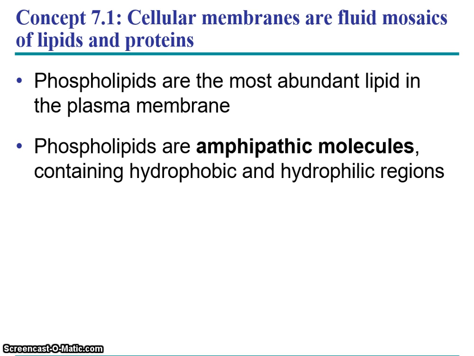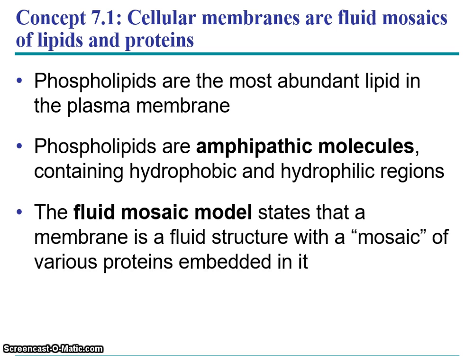Now, in addition to phospholipids, the cell membrane can also have proteins either embedded inside of it or stuck to the surface of it. Those proteins can also have amphipathic properties. They can have both hydrophilic and hydrophobic regions. Now, the model that we're going to be studying is called the fluid mosaic model, and we will break that down and look at what that actually means.